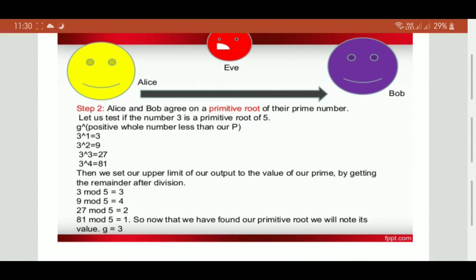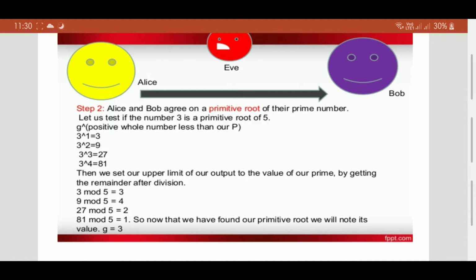Step 2, Alice and Bob agree on a primitive root of their prime number. Let us test if the number 3 is a primitive root of 5. So g is a positive whole number less than p. So 3 raised to 1 is equal to 3, 3 raised to 2 is equal to 9, 3 raised to 3 is 27, 3 raised to 4 is 81.